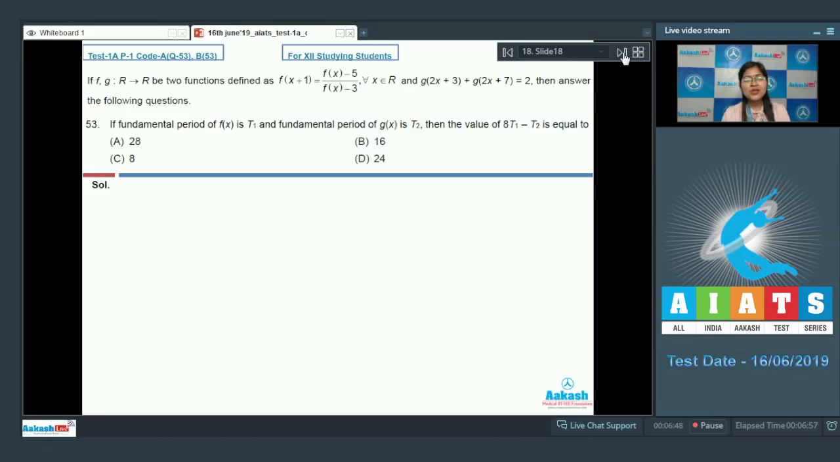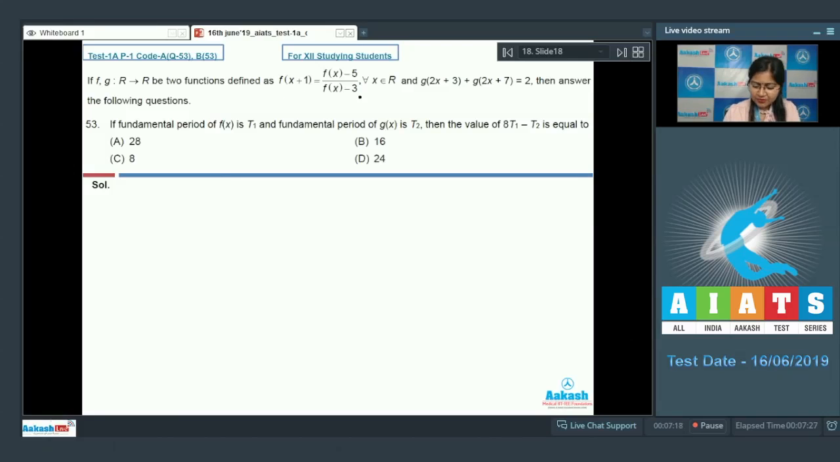Here it has been given that f, g are functions from R to R defined as f(x+1) = (f(x) - 5)/(f(x) - 3) for all x belonging to R, and g(2x+3) + g(2x+7) = 2. So we have to answer the following questions. Basically, we have to find the fundamental period of f(x) and g(x).